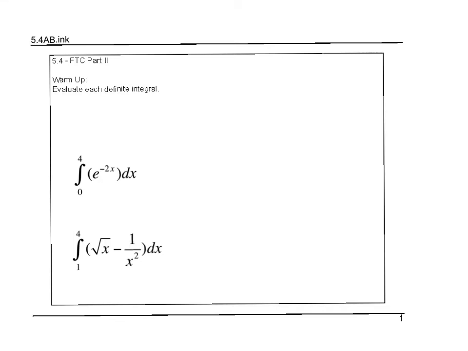Hi everybody, so here's 5.4, which is Fundamental 2. The warm-up here is just asking you to anti-derive these definite integrals with limits of integration, remembering where you have a linear chain, and then in the second one, making sure you treat them as rational and negative exponents before you anti-derive them. So pause the video, work through these on your own, and then check your work with mine.